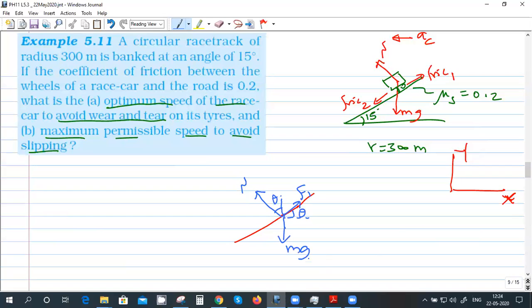So only three forces, right? mg, normal reaction, and friction force. Let me take the first one, F1. So it's up the plane, and that friction force is making an angle theta with the horizontal. Okay. So in the vertical direction, it's N cos theta. Put mg, and centripetal acceleration is towards the center. So the force towards the center is minus F1.